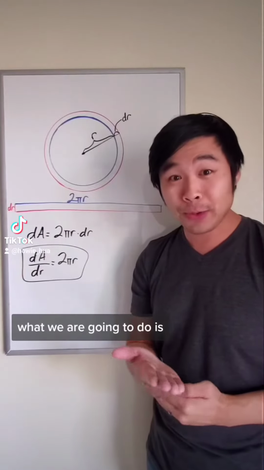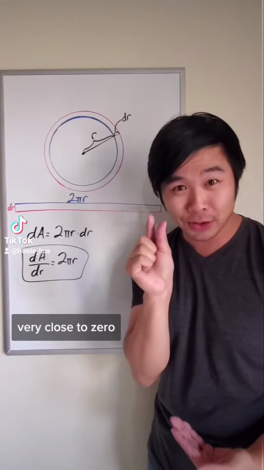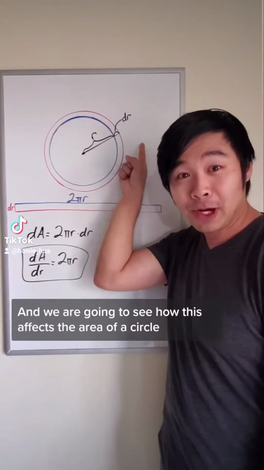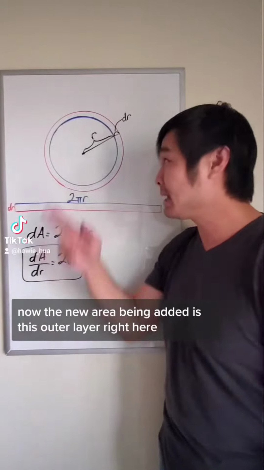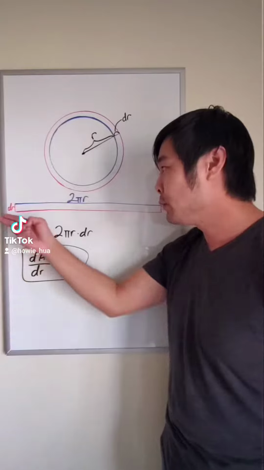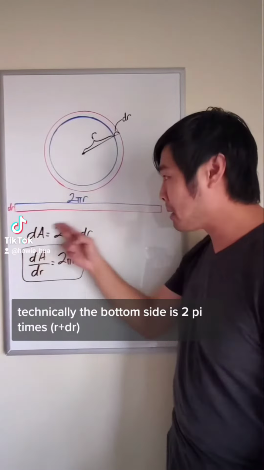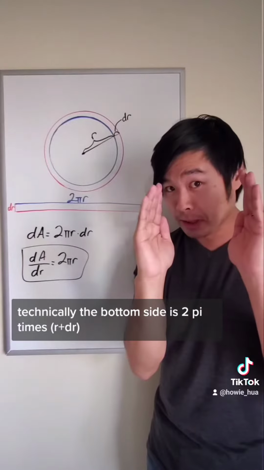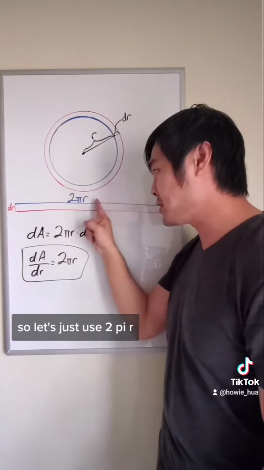What we are going to do is increase the radius by a really small amount, very close to 0, and let's call it dr, and we are going to see how this affects the area of a circle. Now the new area being added is this outer layer right here, and when we unravel that outer layer, we get a rectangle with side lengths dr and 2 pi r. Technically, the bottom side is 2 pi times r plus dr, but remember, dr is very close to 0, so let's just use 2 pi r.